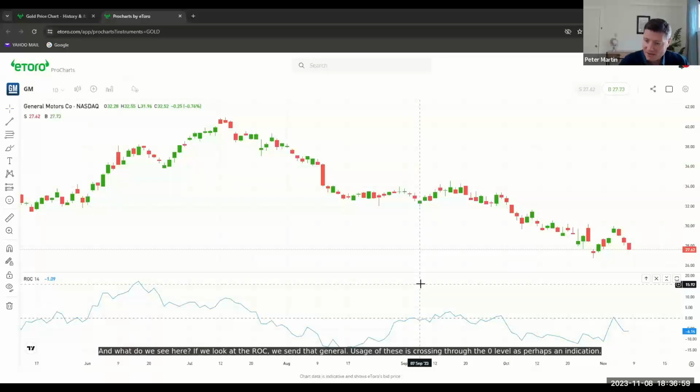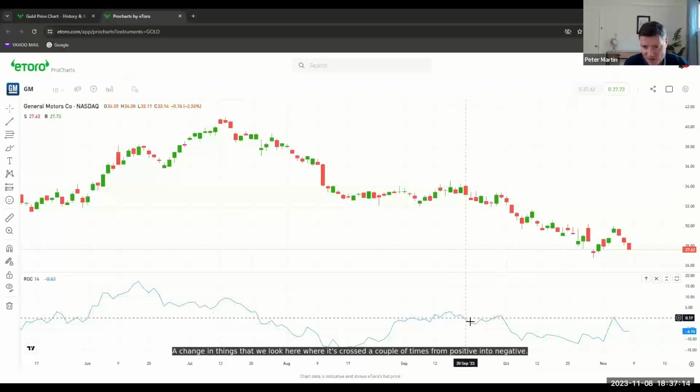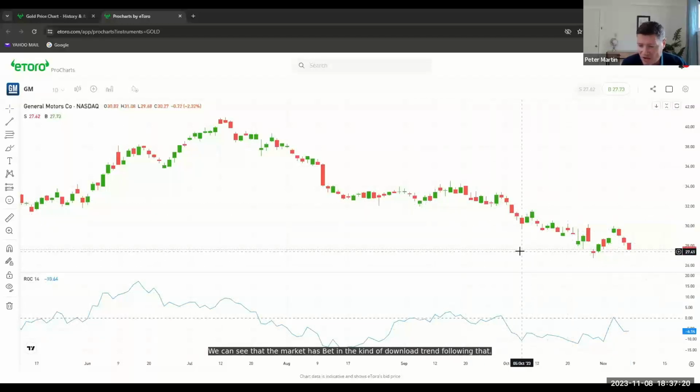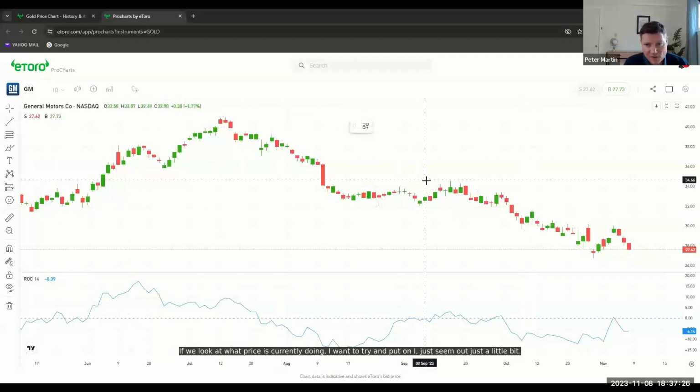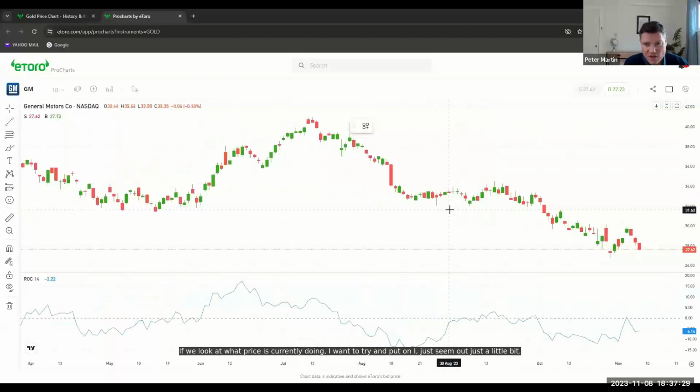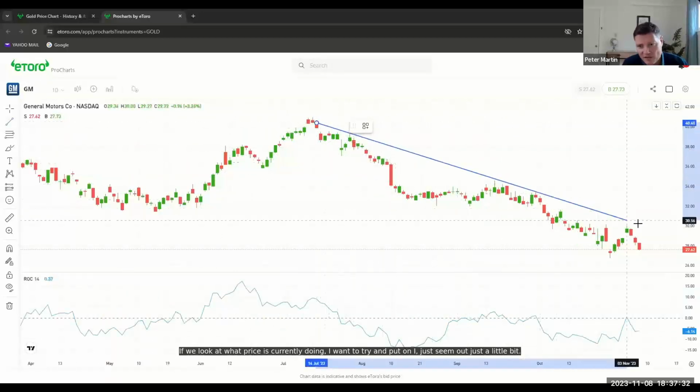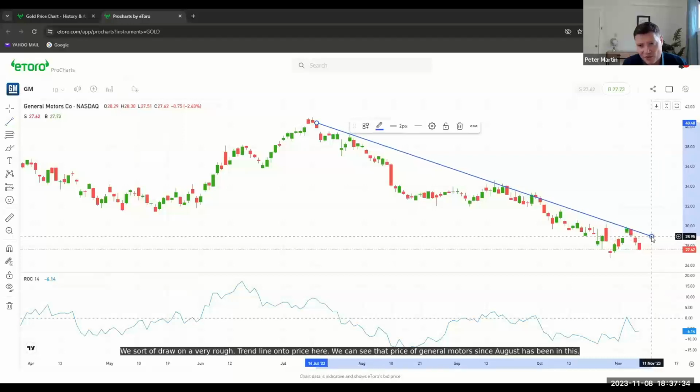And what do we see here? Well, if we look at the ROC, a general usage of these is crossing through the 0 level as perhaps an indication of a change in things. If we look here where it's crossed a couple of times from positive into negative, we can see that the market has been in a kind of downward trend following that. If we look at what price is currently doing, let's zoom out just a little bit and draw a very rough trend line onto price here. We can see that the price of General Motors since August has been in this downward trend.